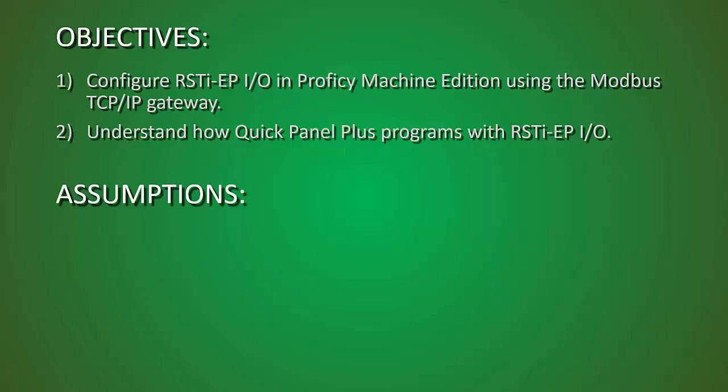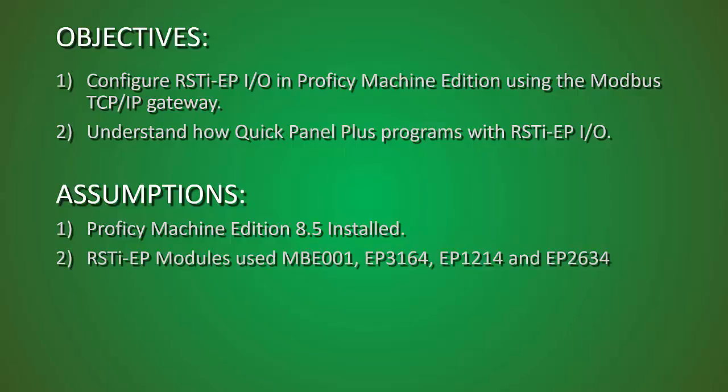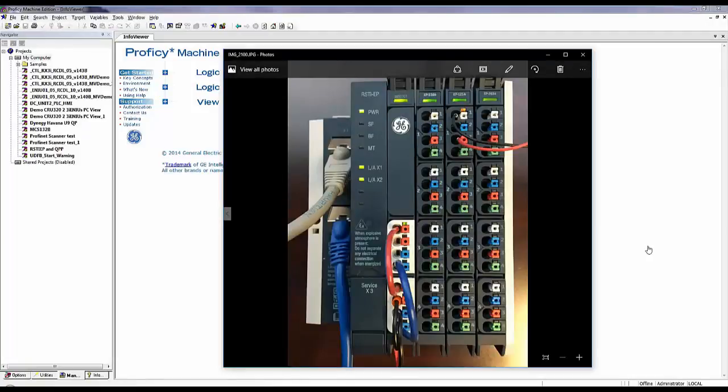Assumptions are that we have Proficy Machine Edition 8.5 installed and we have the RSTi-EP modules listed below. I have a photo here of the RSTi modules that I'm actually using for this presentation. You can see that I have the Modbus gateway and the part numbers for the modules are listed across the top here.